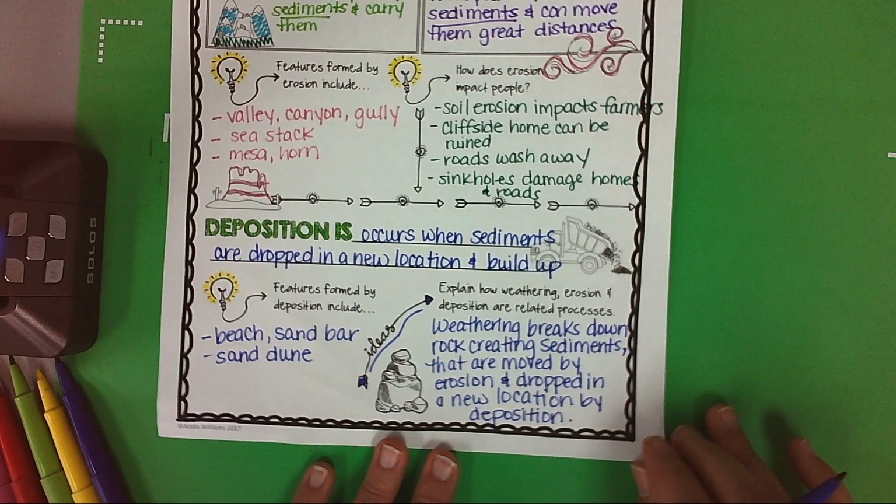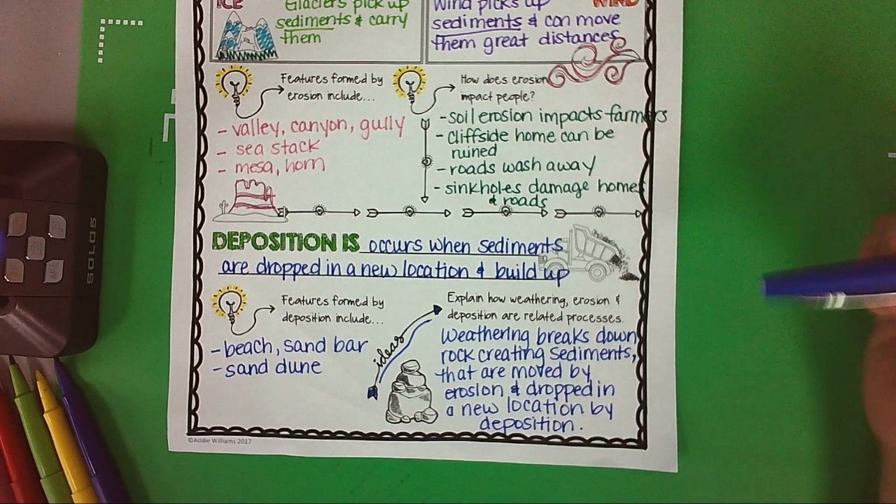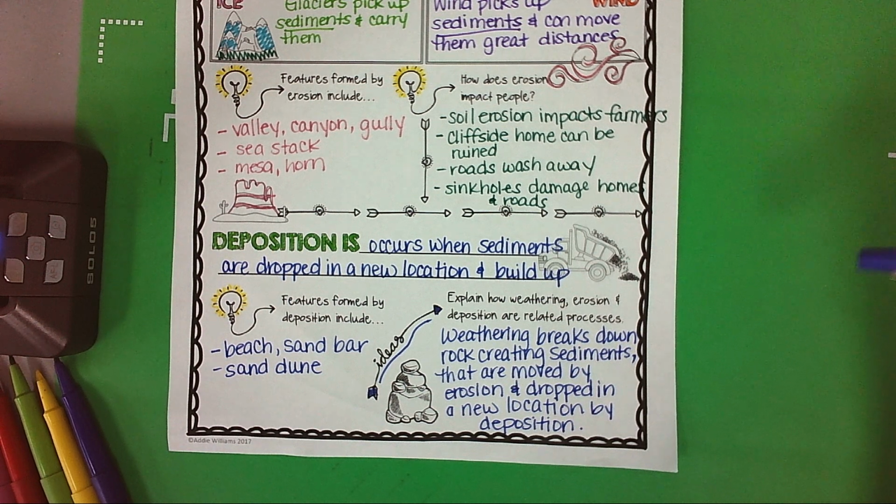Okay, so let's review that. I'm so sorry that the paper moved. All right, so explain how weathering, erosion, and deposition are related. Okay, so weathering breaks down the rock, creating sediment. Remember, that's our key word. We see it a lot. Sediments are pieces of rock that are moved by erosion, and then they're dropped in a new location by deposition. So it's kind of a process. Once those new rocks are deposited, they pile up, then the process starts over. They can be moved again by erosion, put in a new location, and broken down even smaller. Next we talk about the rock cycle and how all those different kinds of rocks are made.